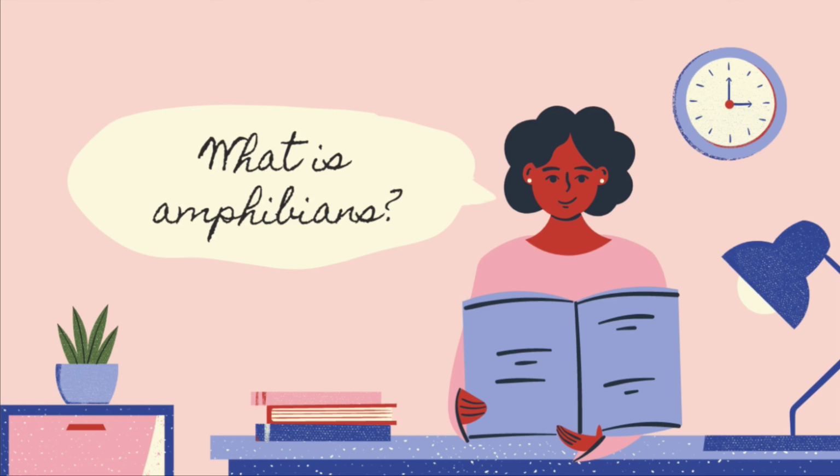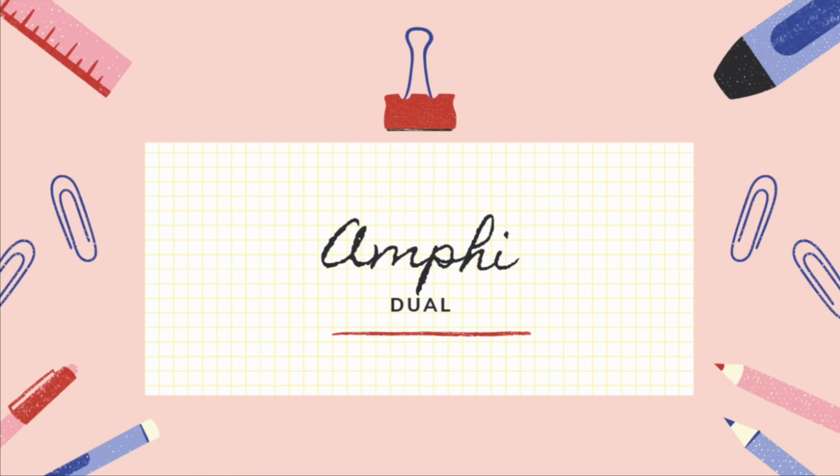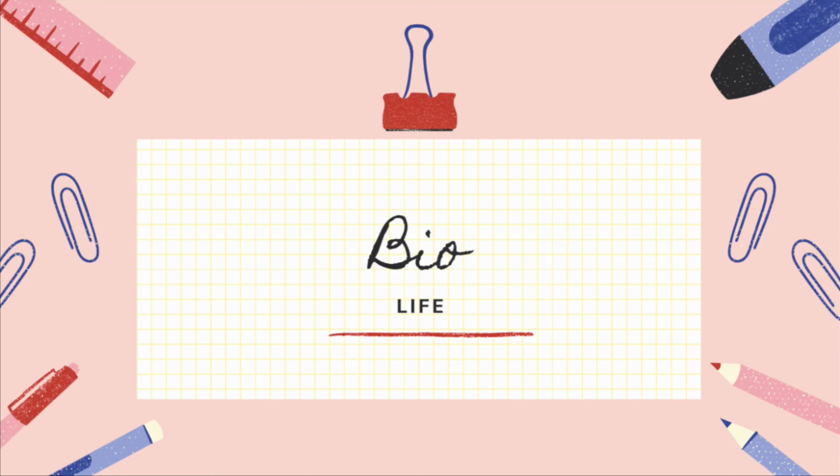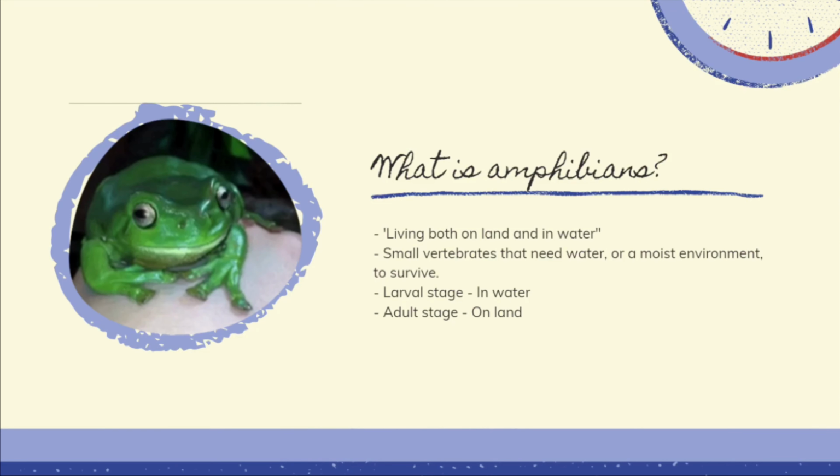So, what are amphibians? The word amphibians comes from a Greek word. It is a combination of the words amphi, which means dual, and bio, which means life. And the overall meaning of it is living both on land and in water.